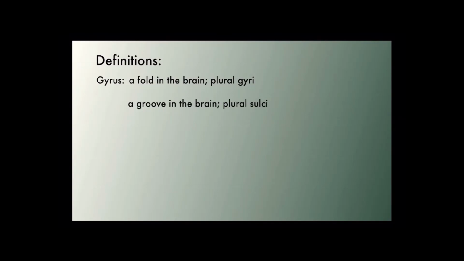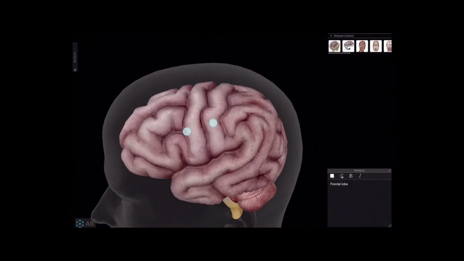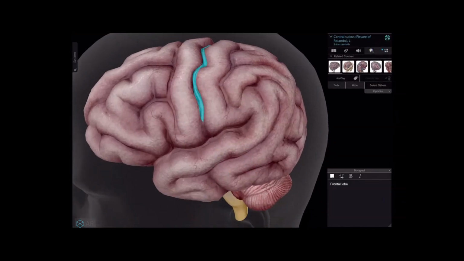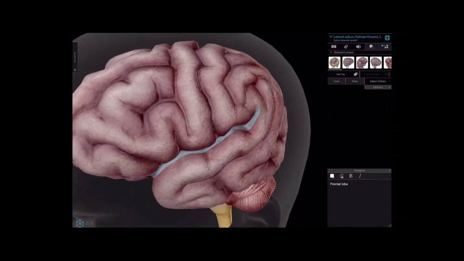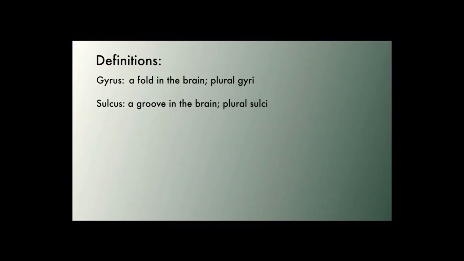It's just a fold in the brain. Okay, our next one, a groove in the brain. What do we call a groove in the brain? That's right, sulcus. We call a groove in the brain a sulcus. So a sulcus looks like this. And this is our central sulcus. Here's another sulcus. This is the lateral sulcus. Okay, so a sulcus is just a groove in the brain.